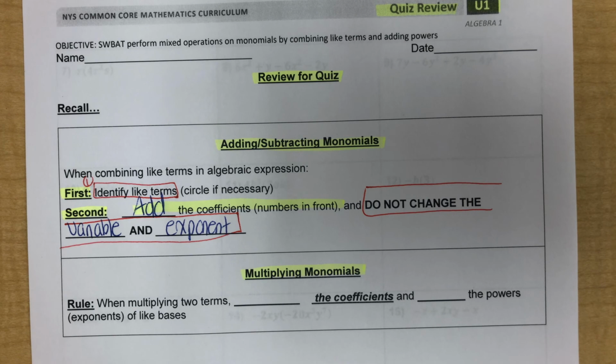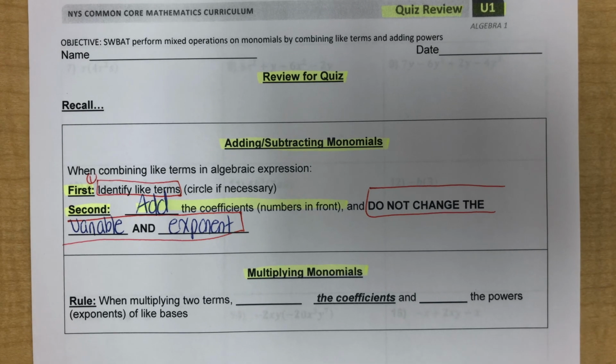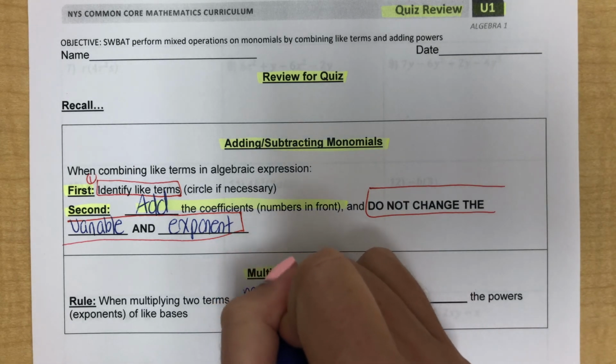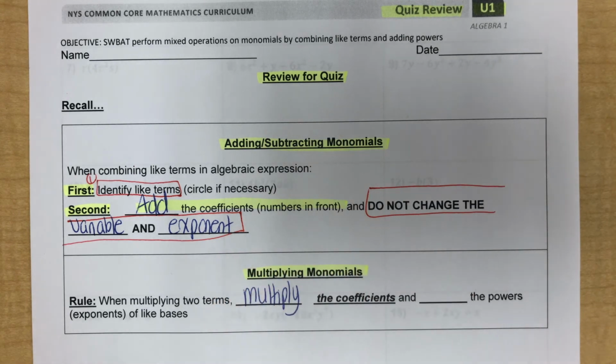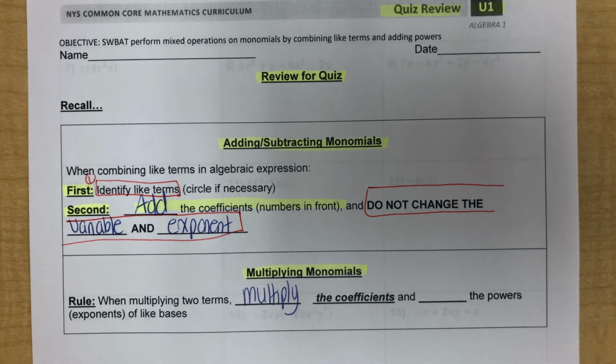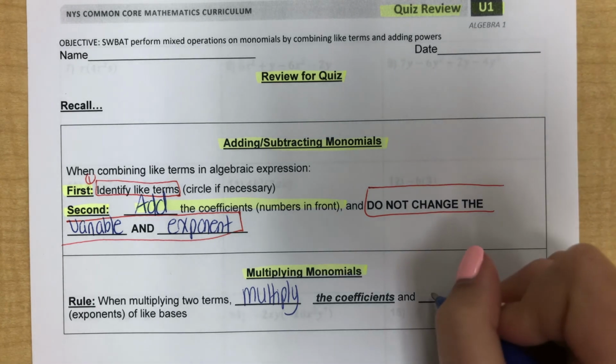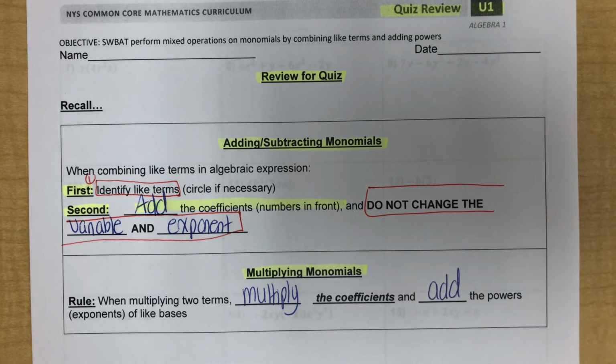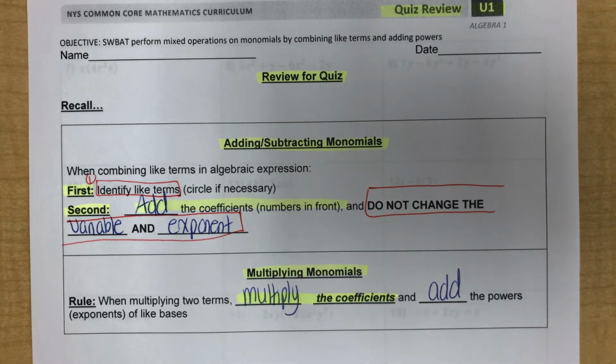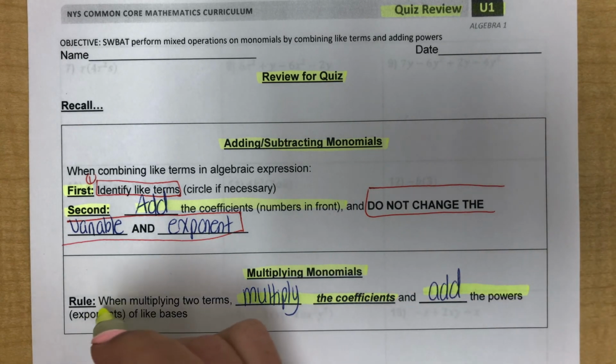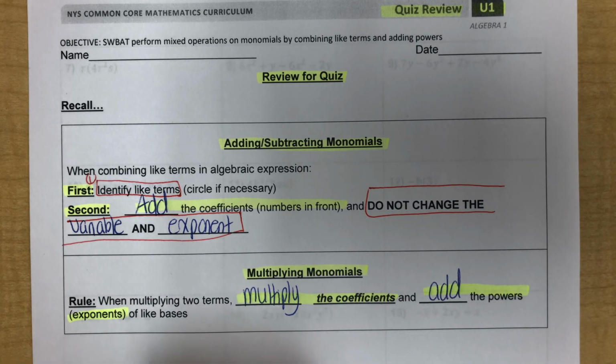All right, and then it's a different set of rules if I'm multiplying monomials. So instead of adding the coefficients in front, this time I'm going to multiply those coefficients out front, right? Those numbers out in the beginning. And then we're going to add the powers of like bases. So again, this also has two steps. First, I have to multiply the coefficients, and then next I'm gonna add the powers, and again, powers means exponents of like bases. I'm gonna go through a few examples with you, and then you're gonna practice the rest on your own, and then we'll go over it at the end.